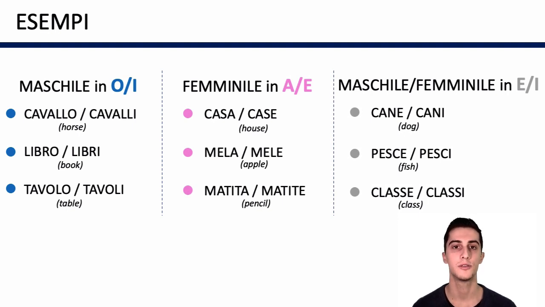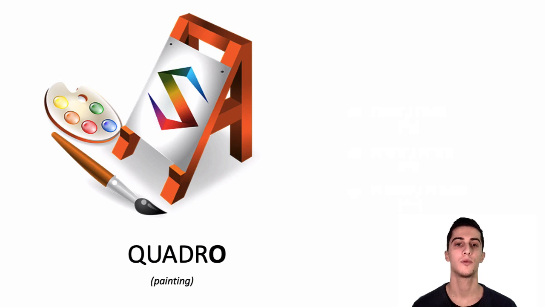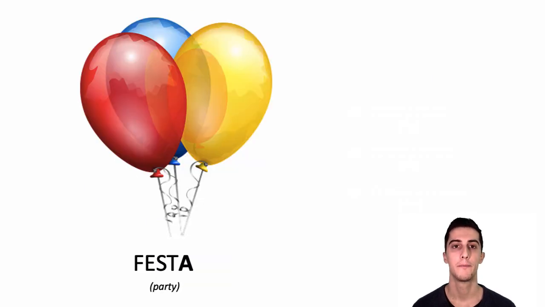Let's see other examples. So we have quadro. It ends with the letter O. So what is it according to you? It's masculine. It's maschile. Great. Festa, party. What do you think about this one? It ends with the letter A. So it's femminile. Okay.